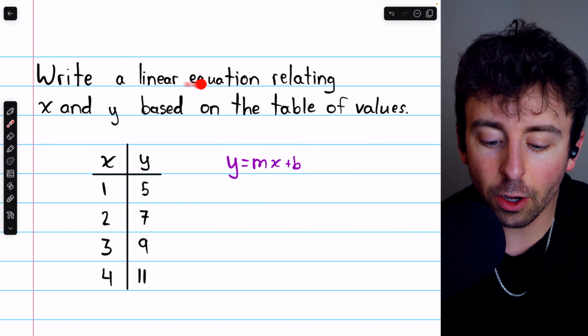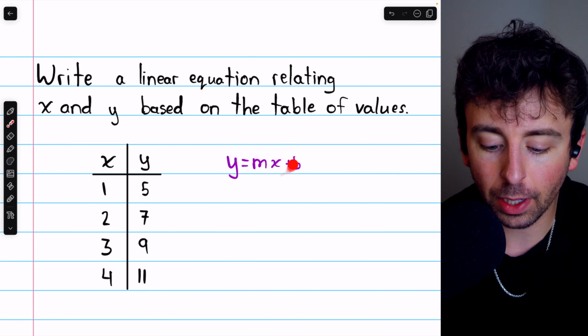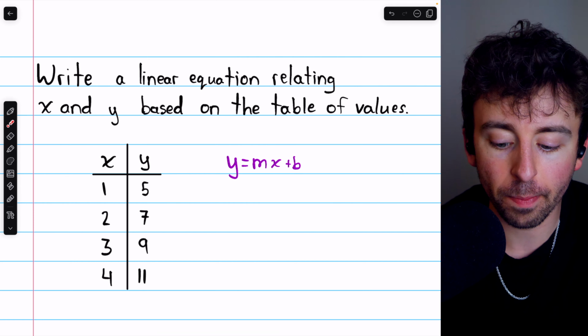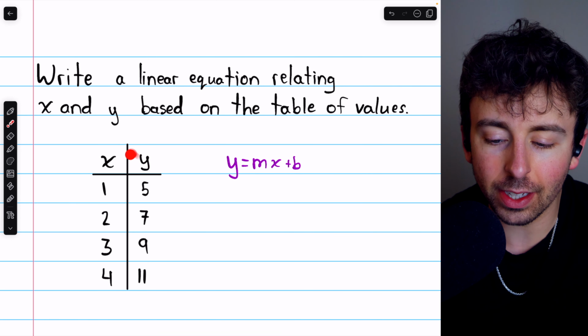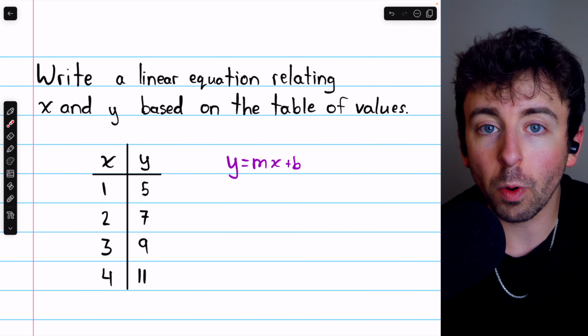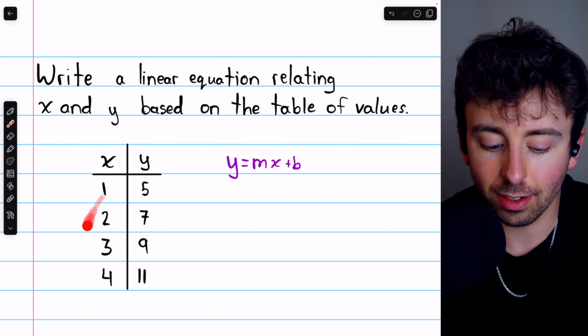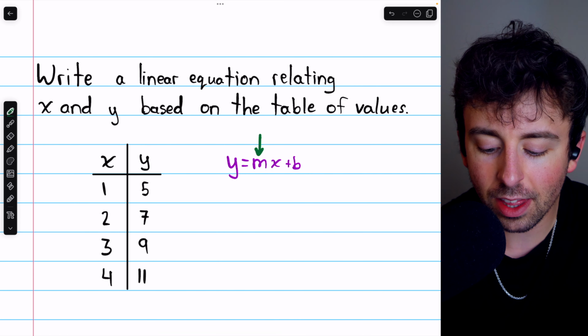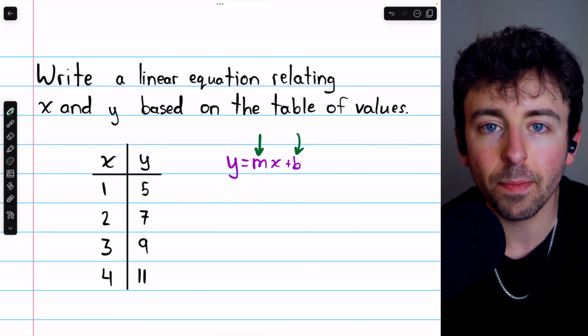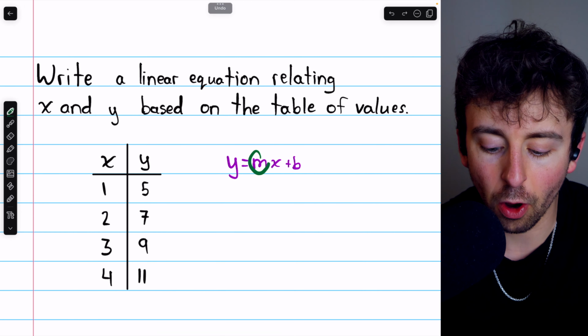Let's write a linear equation, y equals mx plus b, that's slope-intercept form, relating x and y based on this given table of values. To write a linear equation like this based on this table of values, we're going to need to find the slope, m, and the y-intercept, b. Let's start by finding the slope, m.